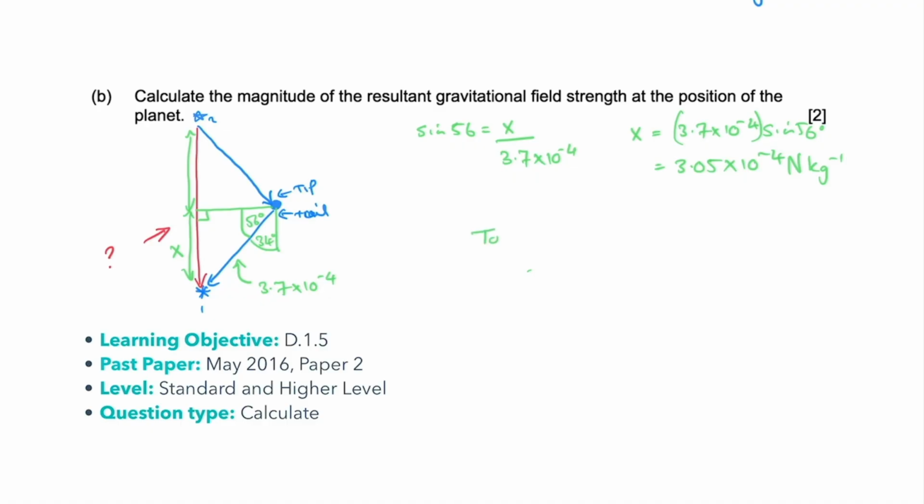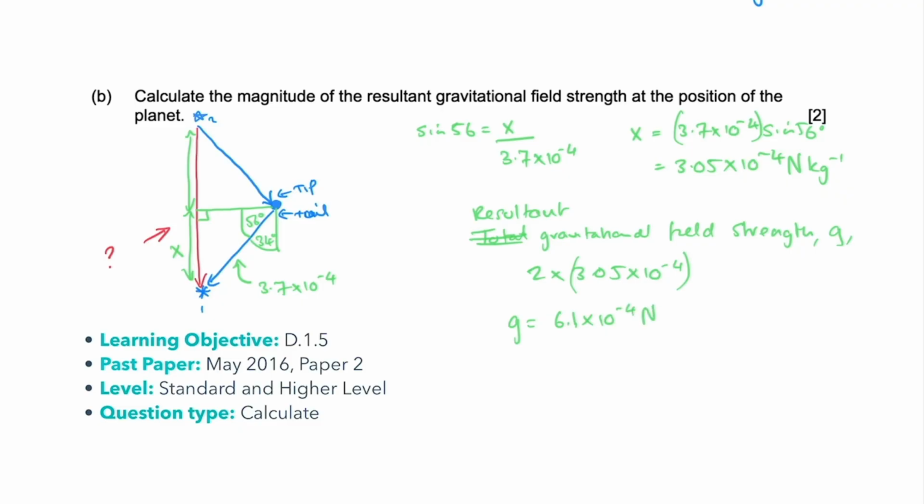So the total gravitational field strength, G, and actually I've said total, I think we want to say resultant there, is 2 times 3.05 times 10 to the minus 4, which gives us a value of G equals 6.1 times 10 to the minus 4 newtons per kilogram.